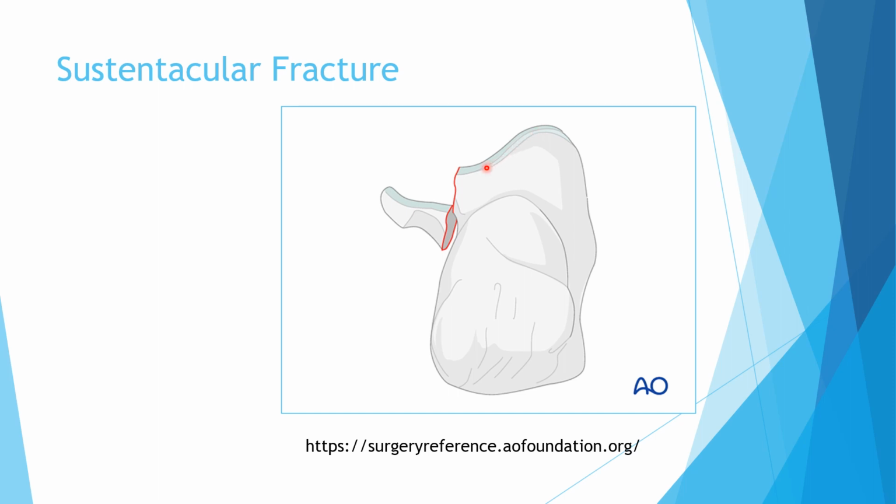As you see, the sustentacular is on the medial side. This fracture is not common. Most fractures of the calcaneus are intra-articular, in the subtalar joint. These ones are rare, only about 1% of calcaneus fractures, and involve the sustentaculum tali, the medial side of the calcaneus. The tuberosity is intact; the fracture happened in the medial part.